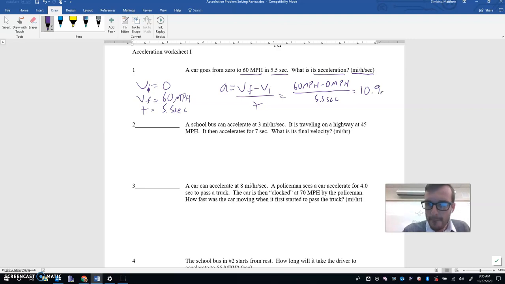10.9 miles per hour per second. Basically, every second that goes by, we change our speed by 10.9 miles per hour. Cool, let's go to another one.